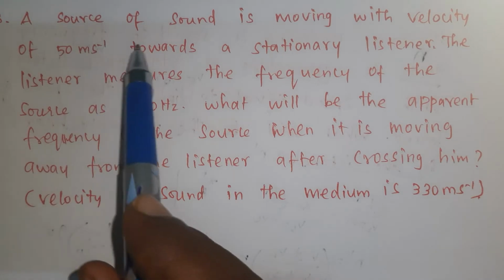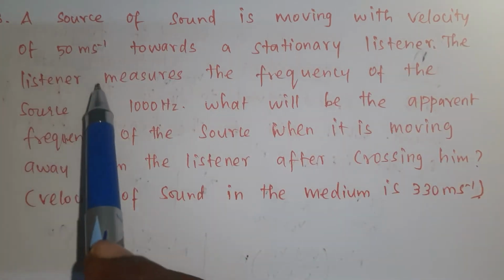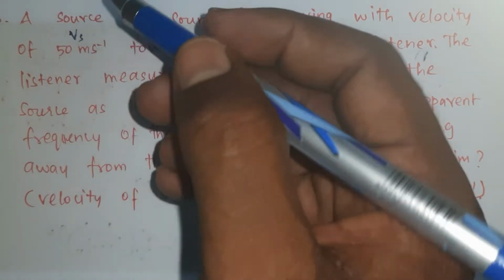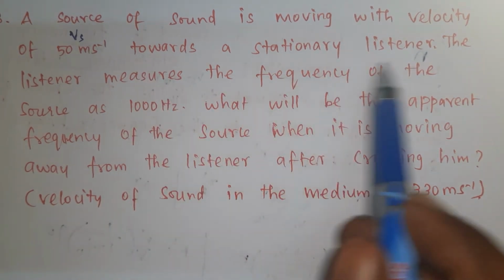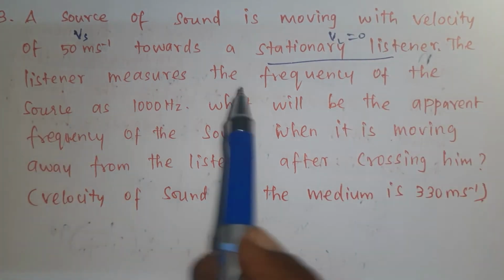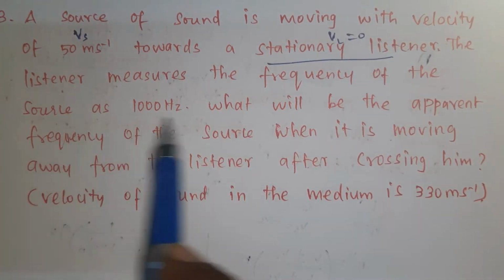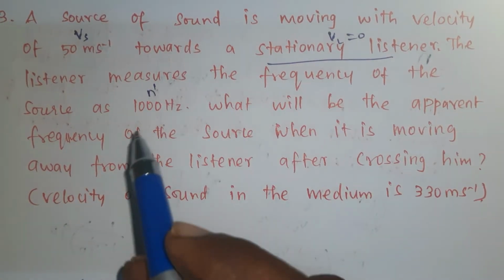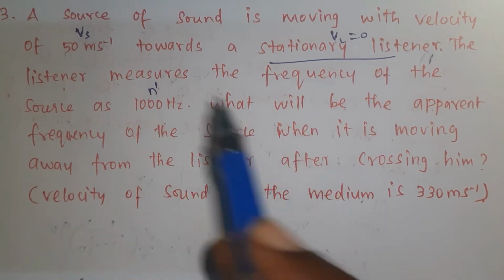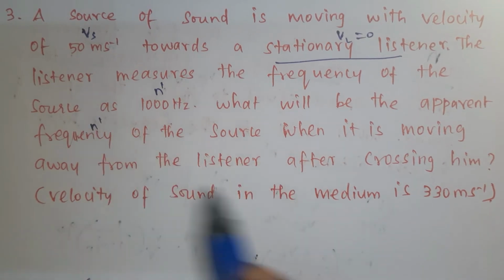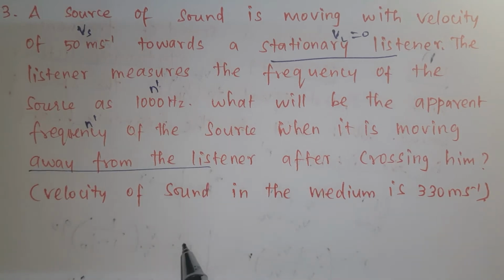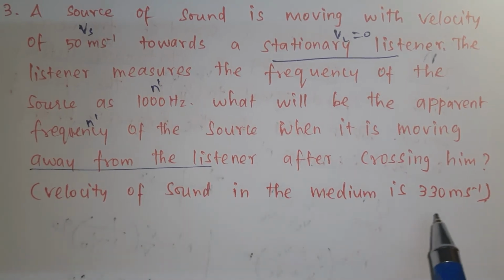Next question. A source of sound is moving with a velocity of 50 m/s, so the source of sound, that is vs, towards a stationary listener. Stationary listener, so vL is equal to 0. The listener measures the frequency of the source as 1000 Hz. So this is n dash, the listener frequency. What will be the apparent frequency of the source when it is moving away from the listener, after crossing him? The velocity of sound in the medium is given as 330 m/s.